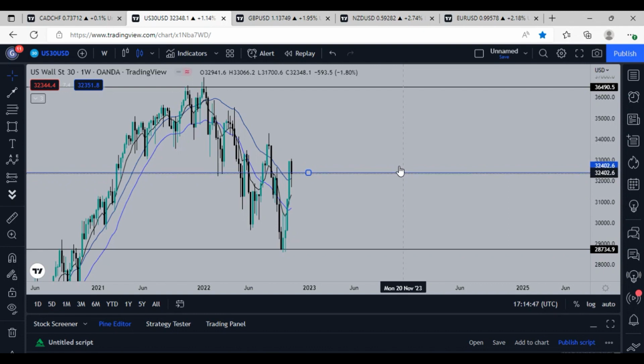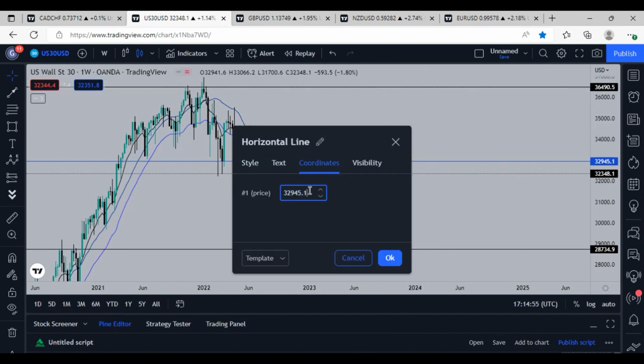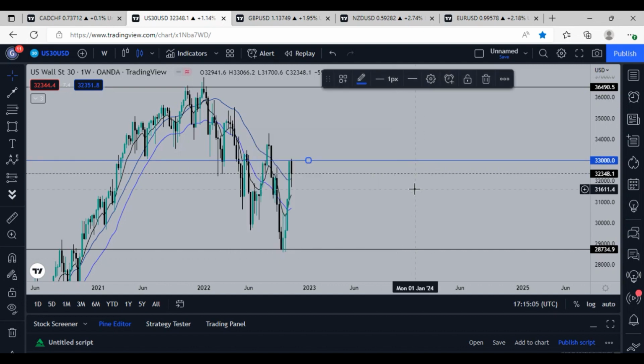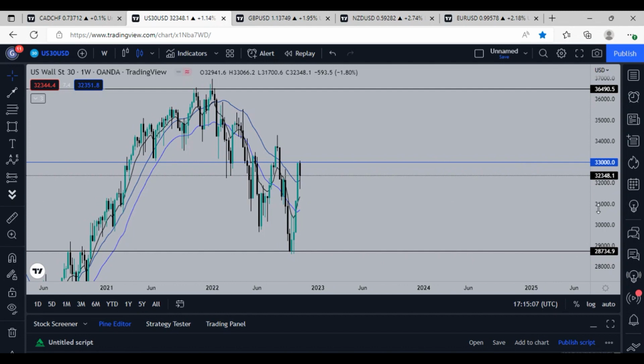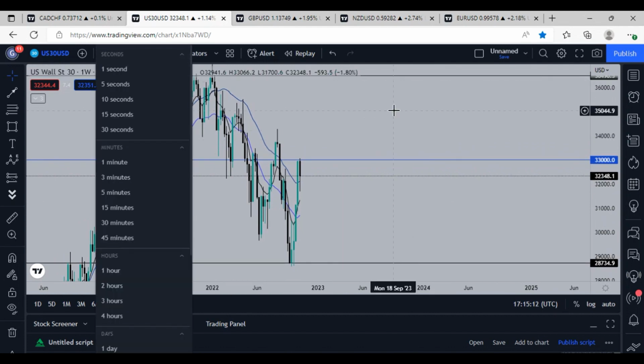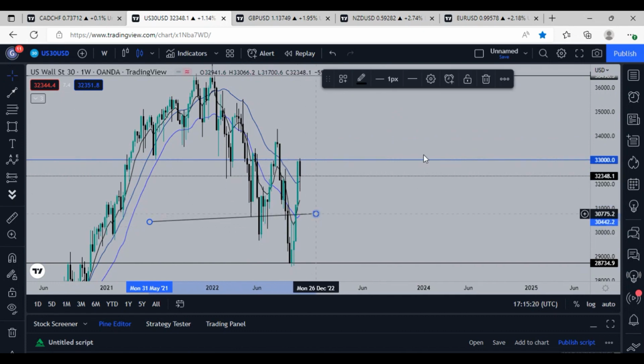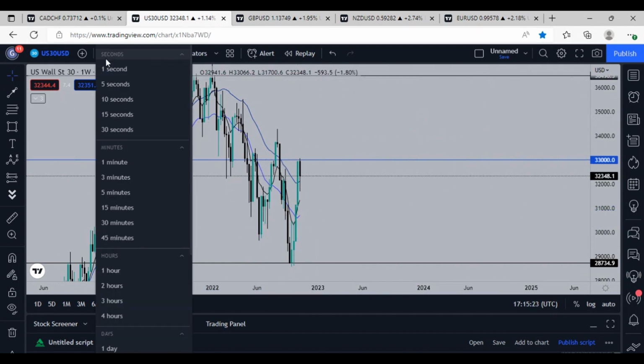It is near a psychological level. So I would just rather set this 33.0. Okay. Yeah, I would just rather set that as my psychological level, as it is rounded off to those numbers. So I can expect this to be made a lower high, and price can now go further down for more sales.